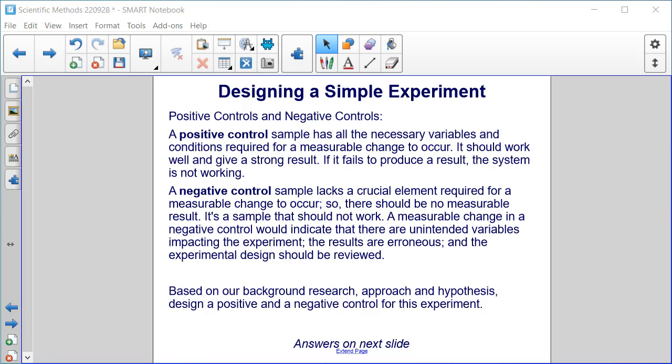A negative control sample lacks a crucial element required for a measurable change to occur, so there should be no measurable result. It's a sample that should not work. A measurable change in a negative control would indicate that there are unintended variables impacting the experiment. The results are erroneous, and the experimental design should be reviewed. Based on our background research, approach, and hypothesis, design a positive and a negative control for this experiment.